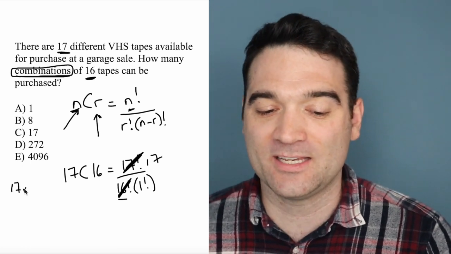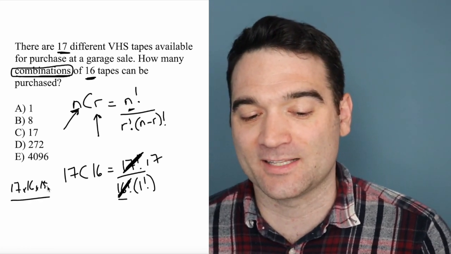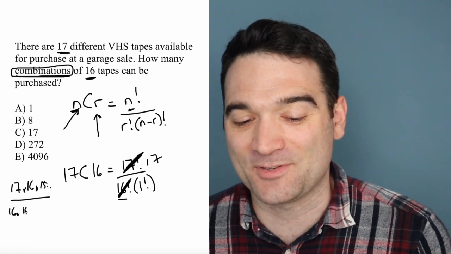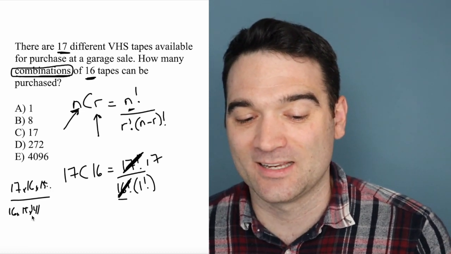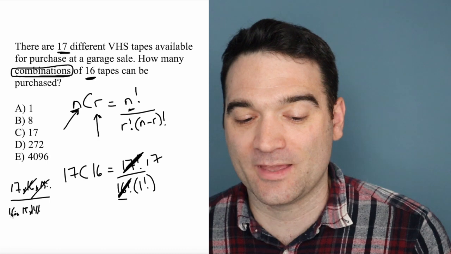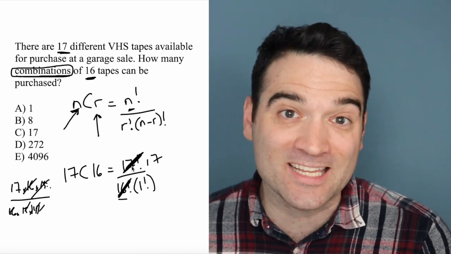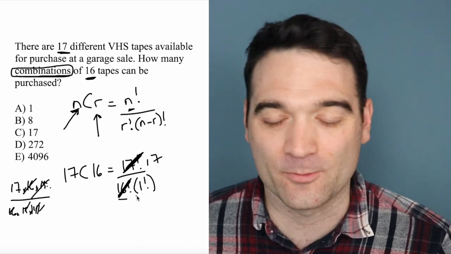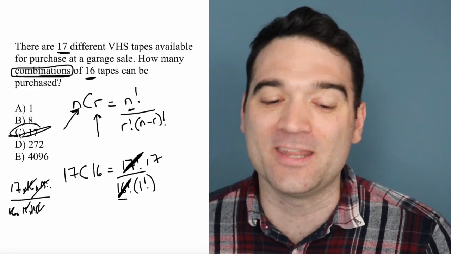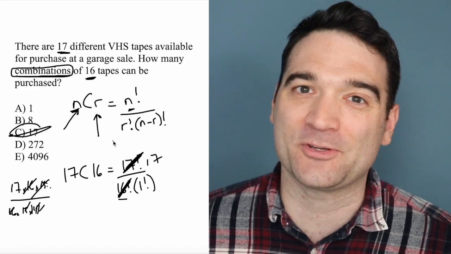So if I have 17 times 16 times 15 dot dot dot over 16 times 15 times 14 dot dot dot, well then everything cancels out and I'm left with 17 over 1 factorial, which is just 1. So 17 divided by 1 gives me 17. Correct answer here is C.